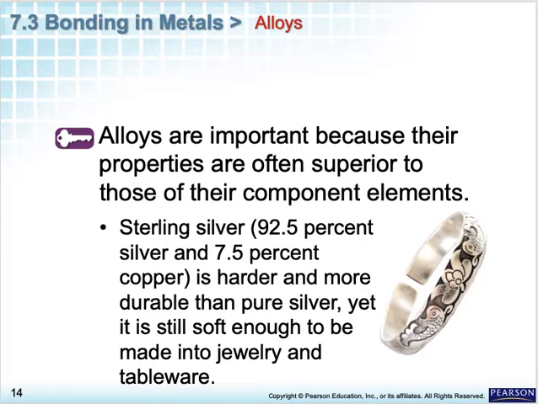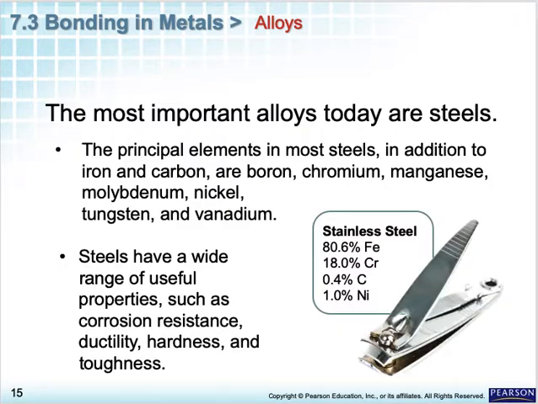And sterling silver, the reason we use sterling silver is it's harder, it's more durable than pure silver, yet it's still soft enough to make into jewelry or tableware, and it actually is superior in terms of properties, even though it's not pure. Another one that I want you to know, so we've got brass, sterling silver, and now we're going to have stainless steel. And stainless steel is a mixture of a variety of things. One of them is chromium, and that's what gives it the shininess of stainless steel.